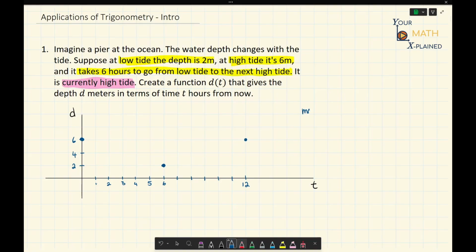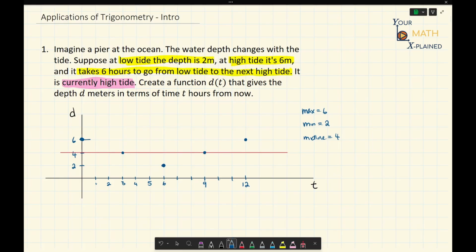So since our maximum happens at 6 and our minimum happens at 2, then that means our midline is going to be right in between these two, so that's going to be at 4. So let's use another color and draw our midline at 4. And now we can go ahead and plot our other important point, which is at t equal to 3, which is halfway between our high tide and low tide. We're going to have our point right on the midline. And then similarly, the halfway point between our low tide and high tide, which happens at t equals 9, is also going to be a point on the midline.